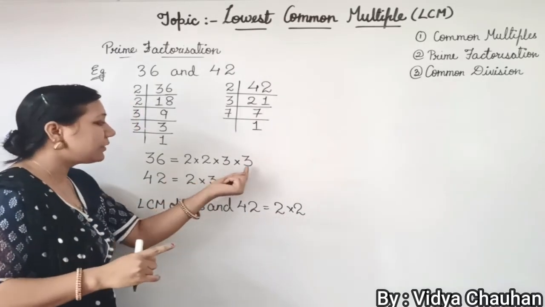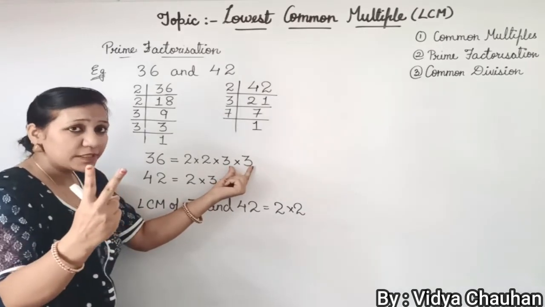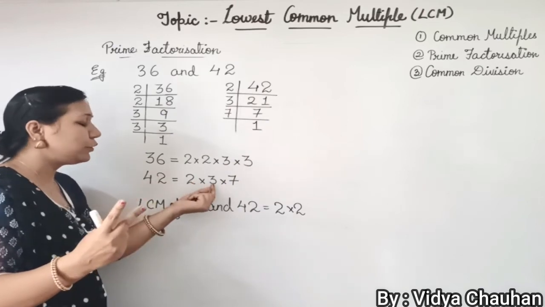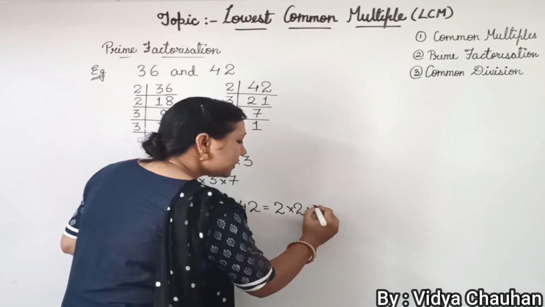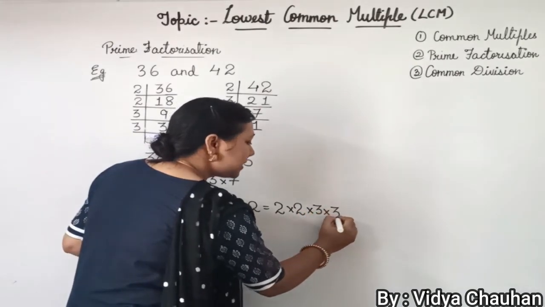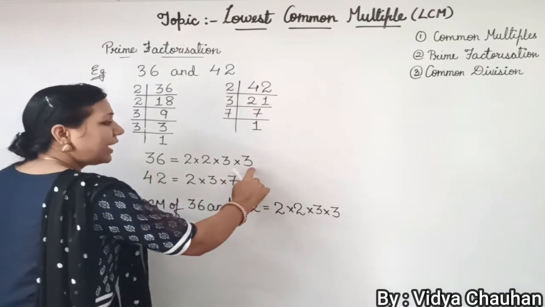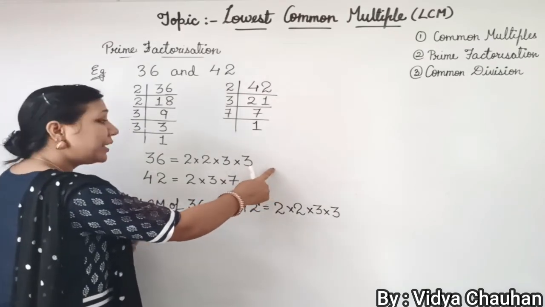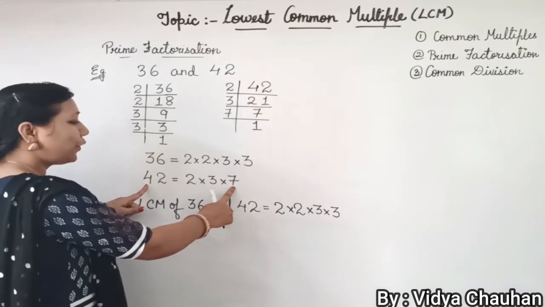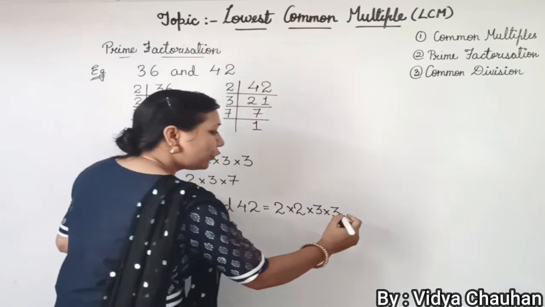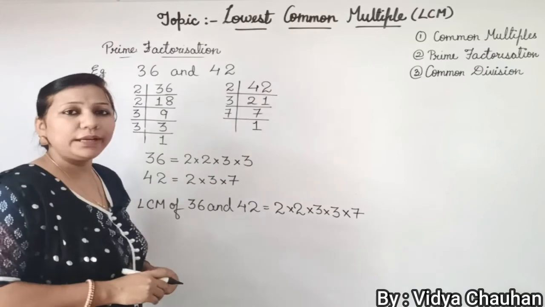Similarly, the next is our 3. In the factors of 36, 3 is coming 2 times, whereas in the factors of 42, 3 is coming only 1 time. So how many times will I write it? The maximum number of times, that means 2 times. Clear, students? Next, do we have any other number here? No, but yes, we have a factor for 42, which is 7. Since 7 is only 1 time, I will write 7 1 time.